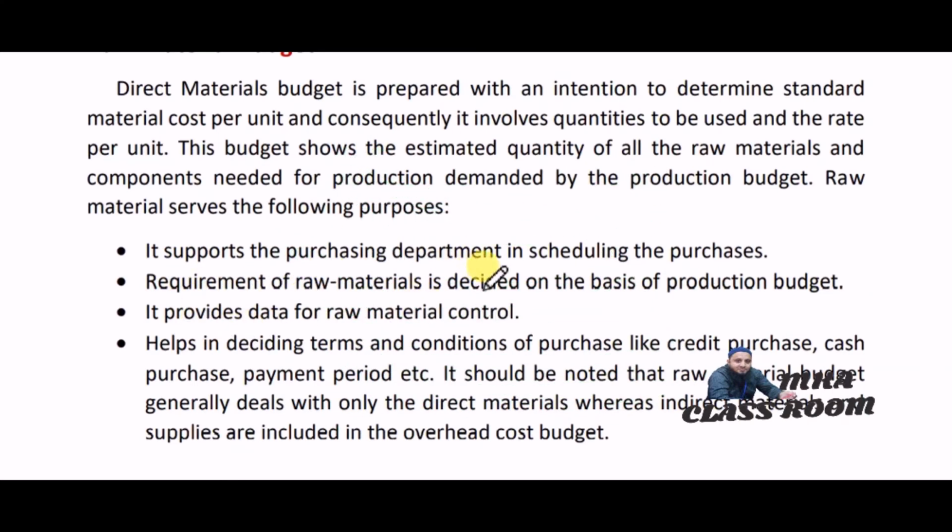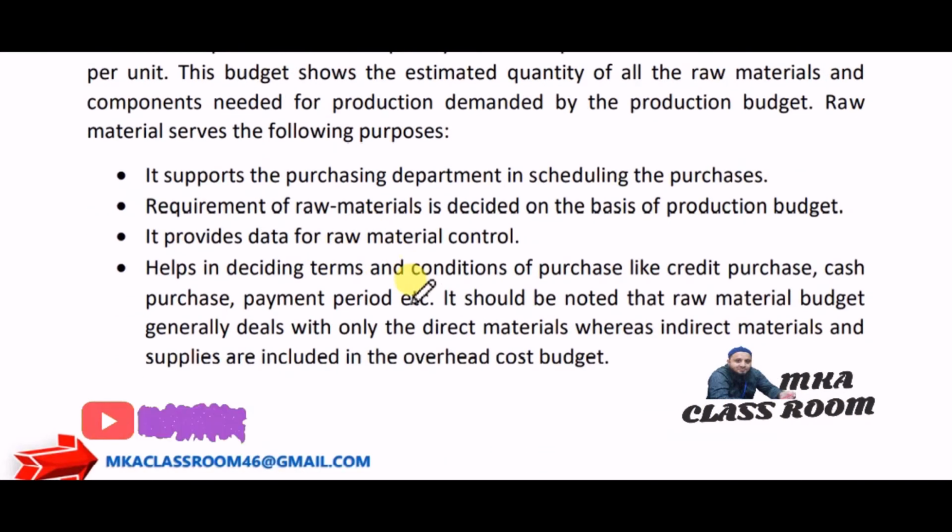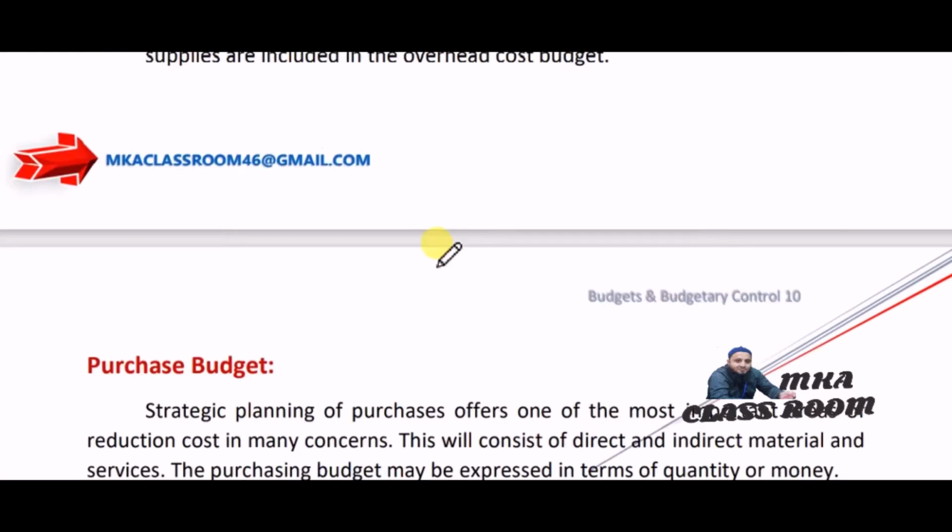It supports the purchasing department in scheduling the purchase. That means when we need raw materials, and what amount of raw materials we need for our next year. It is also related to our production. It provides data for raw material control.